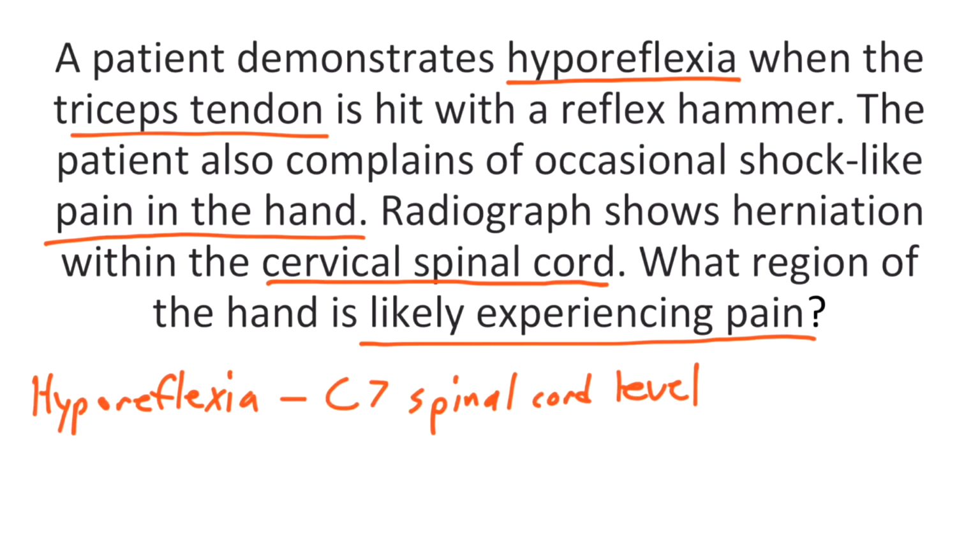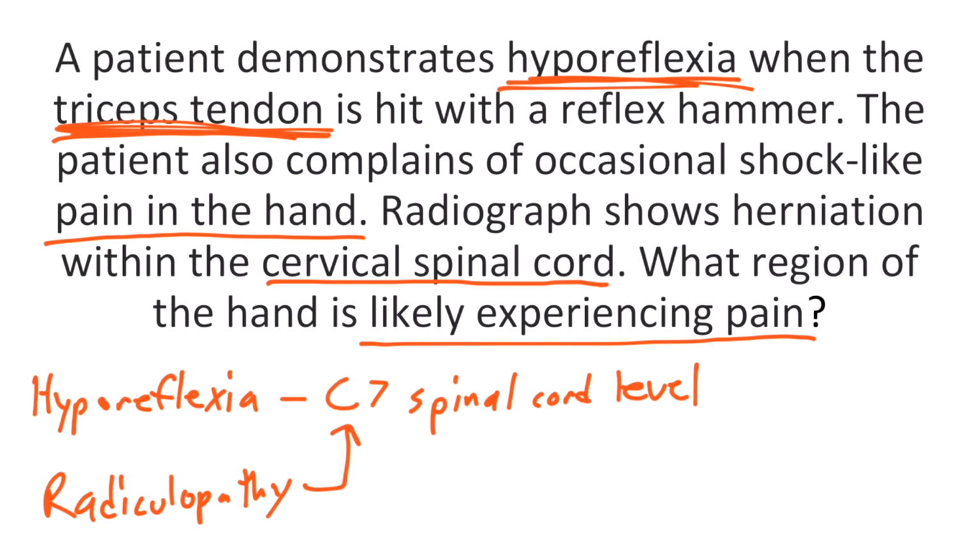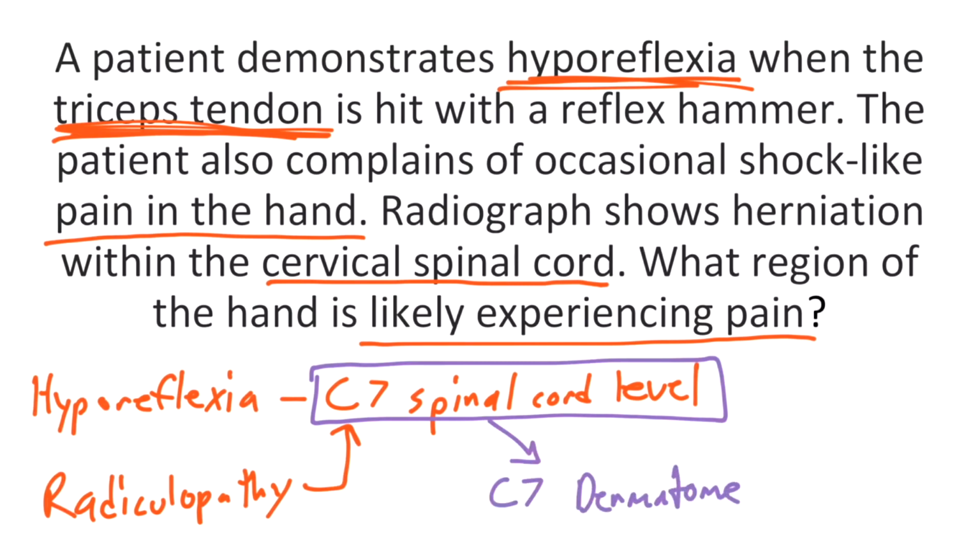Now, the hand pain is described as a paresthesia, that occasional shock-like pain. We also know that the patient has a cervical disc herniation, making us think that the paresthesia is likely caused by a radiculopathy. Now, everything points to radiculopathy of the C7, C8 spinal nerve because of the hyporeflexia of the triceps tendon, which is the C7, C8 myotome. So if we are identifying the C7, C8 spinal cord level as being the one that is damaged, then we would expect pain to be along the C7, C8 dermatome.